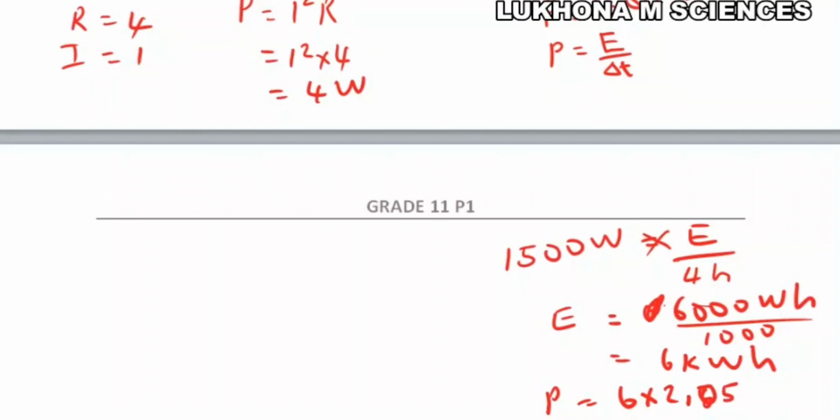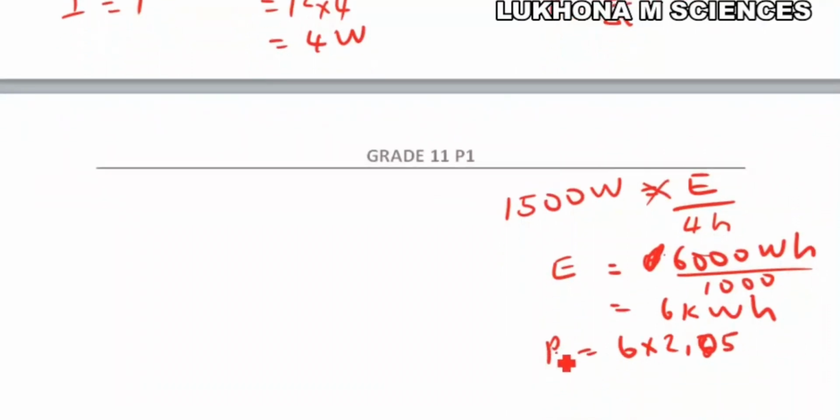Then the learner will have used, that is the price, 6 times 2.05. 6 times 6 gives the learner a cost of 12 rand 30 cents. So it is that simple, since we are given that 1 kilowatt hour costs 2 rand 5 cents.